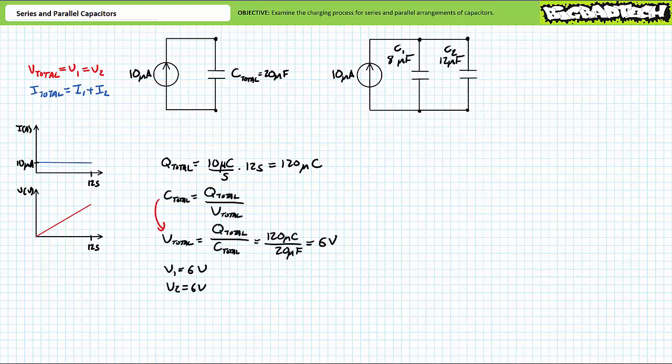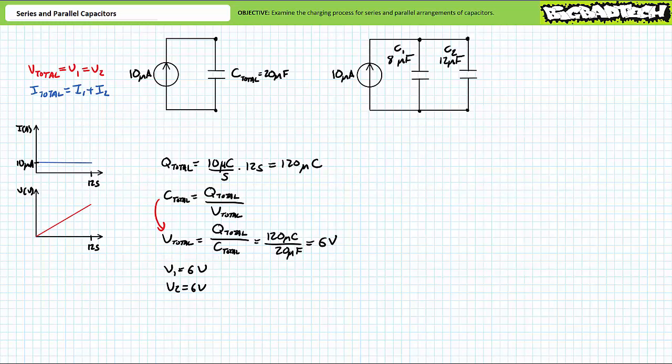Given capacitance equals charge over voltage, an algebraic rearrangement of this expression suggests that voltage equals charge over capacitance. Substituting our given values of total capacitance and charge yields a voltage of 6 volts. Given these two capacitors are in parallel with one another, this means V1 equals 6 volts, as does V2. Voltage across elements in parallel is the same.